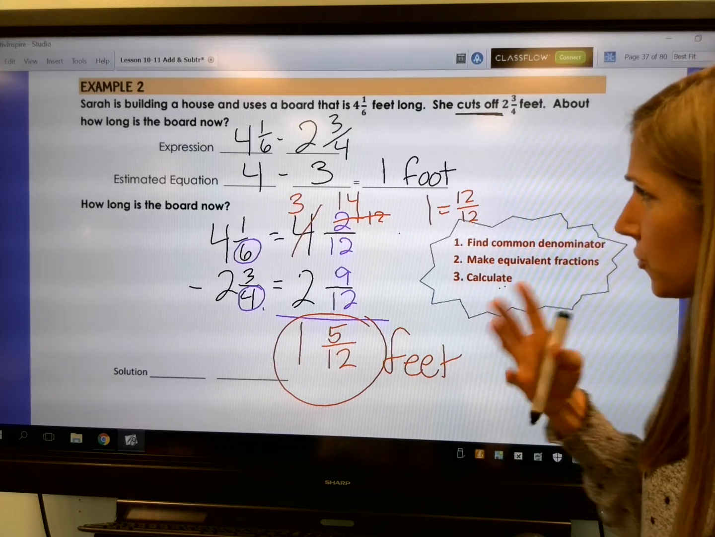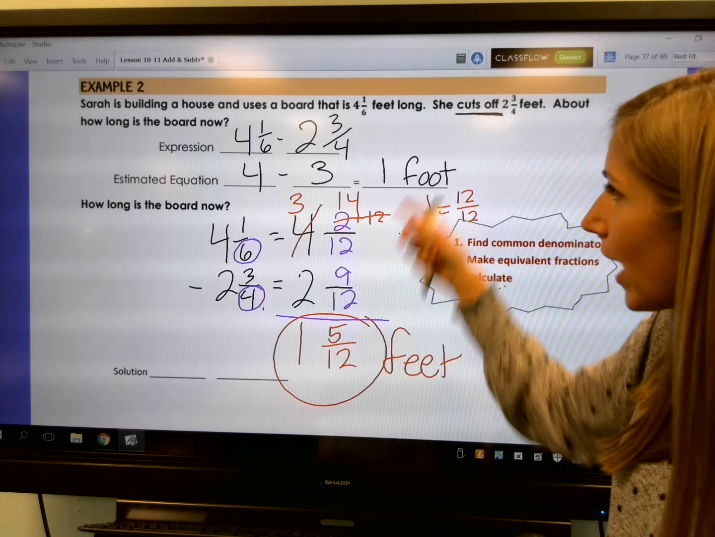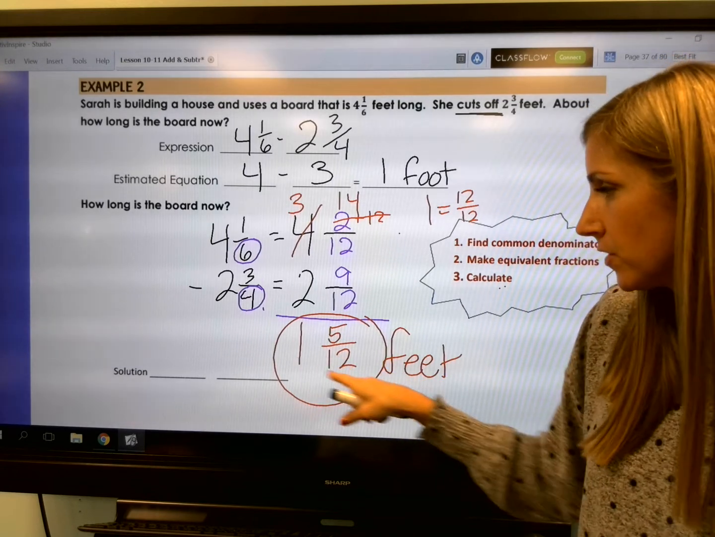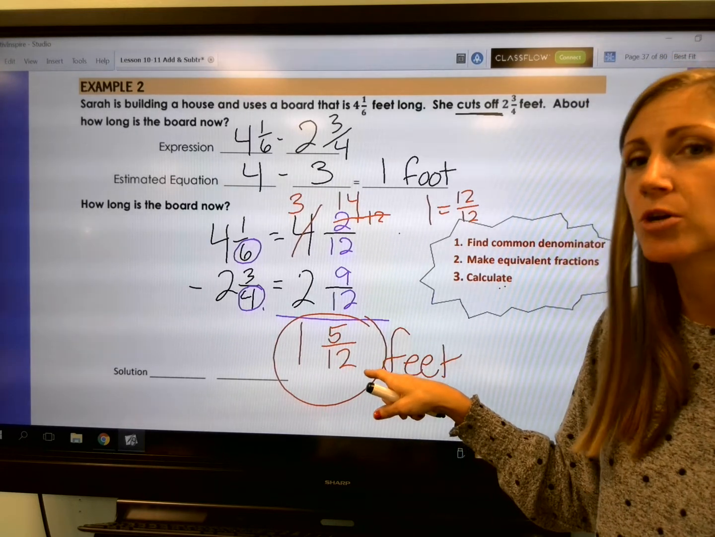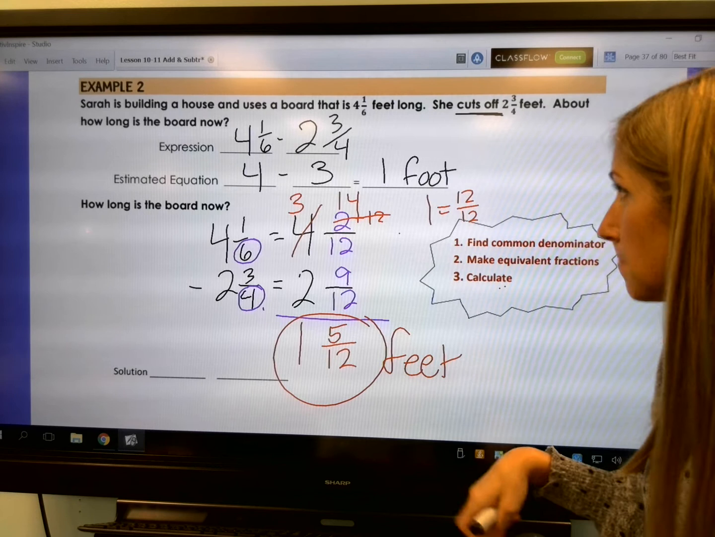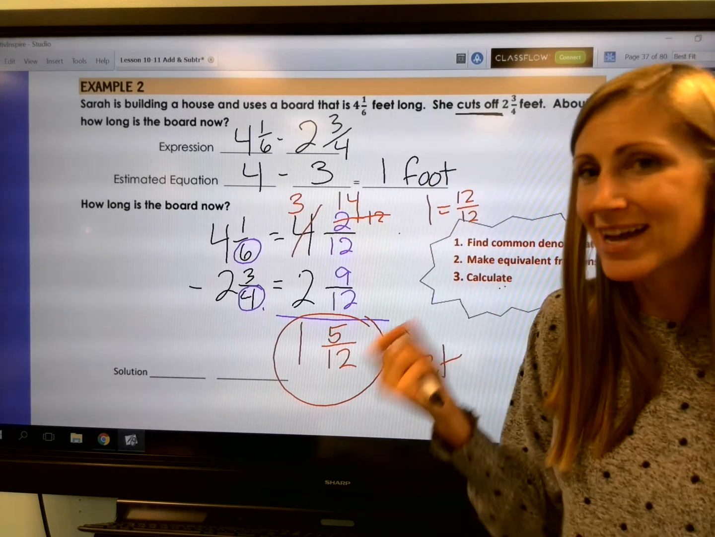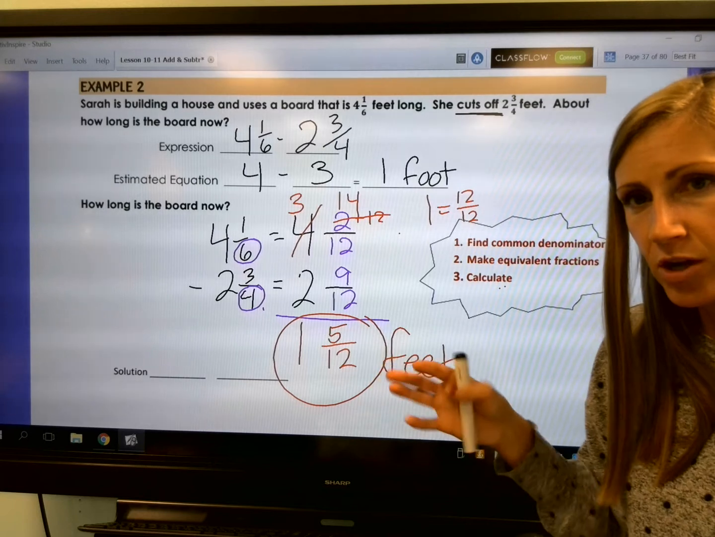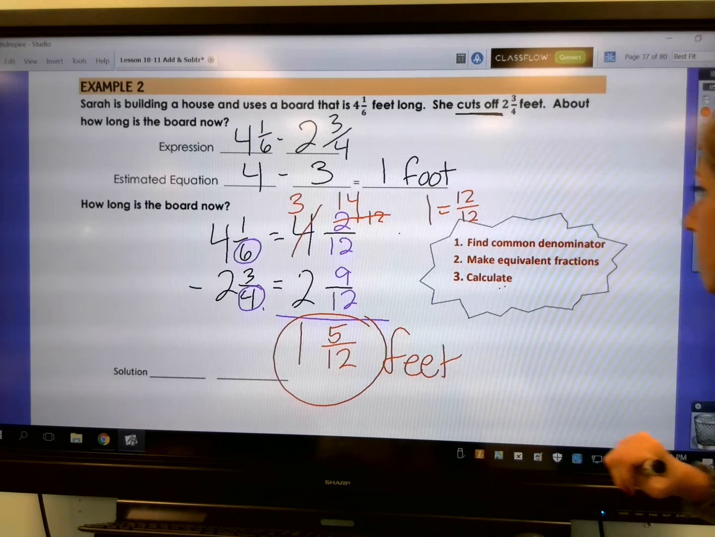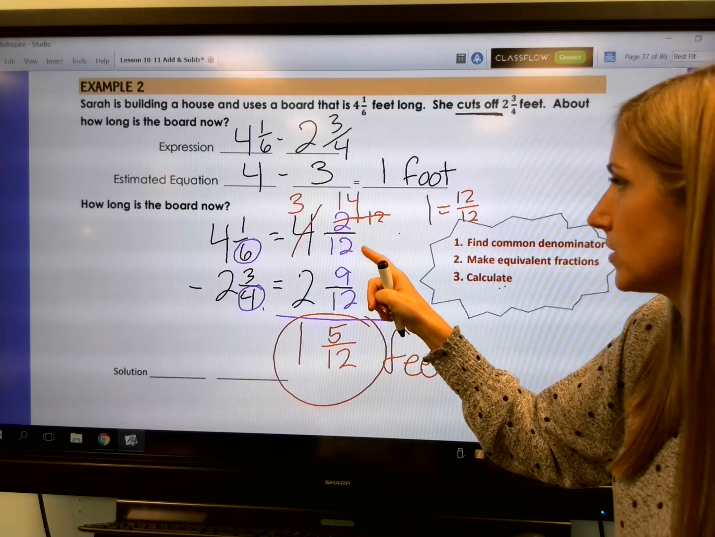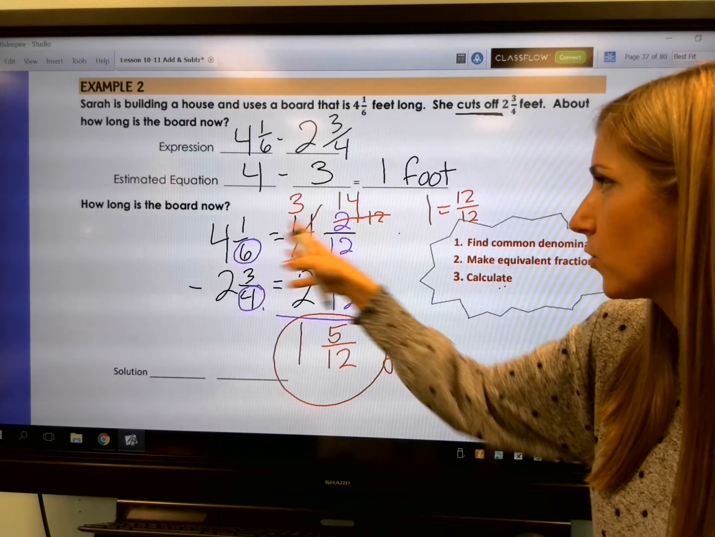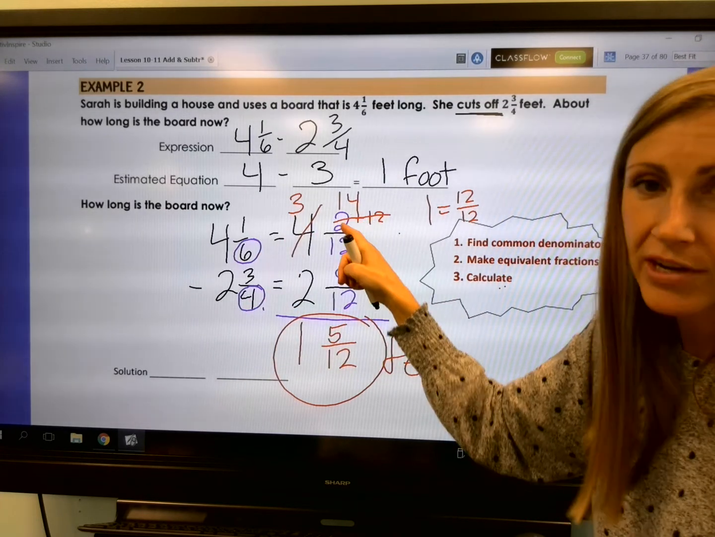Okay? Let's check our estimate. Are we about at 1 foot? Yeah, we are. We are about at 1 foot. This could even be considered about 1.5. But still a good estimate. Remember, estimate isn't precisely going to match our answer. It's giving us an approximate, okay? So here we had an extra element of not only having to get common denominators, and then equivalent fractions, but then we also had to borrow.